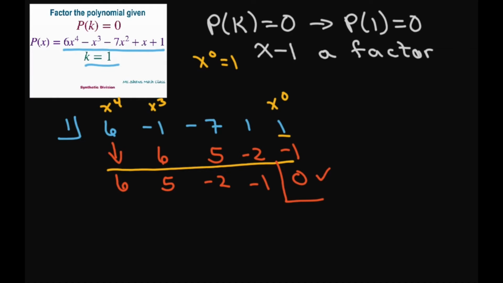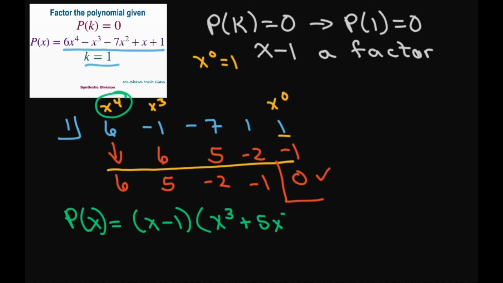So since we got a 0, what we're going to get from here is that p of x equals my factor, x minus 1, times your quotient, and then you go down 1. Since you start with x to the power of 4, it's going to be 6x cubed plus 5x squared minus 2x minus 1. Now we want to factor completely, so we can factor this again.